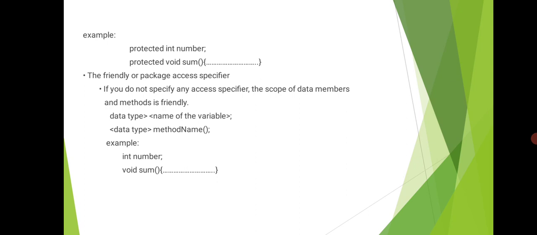Within the package it will be accessible. That is number and sum which is in protected mode. Okay, next is friendly or package access specifier.